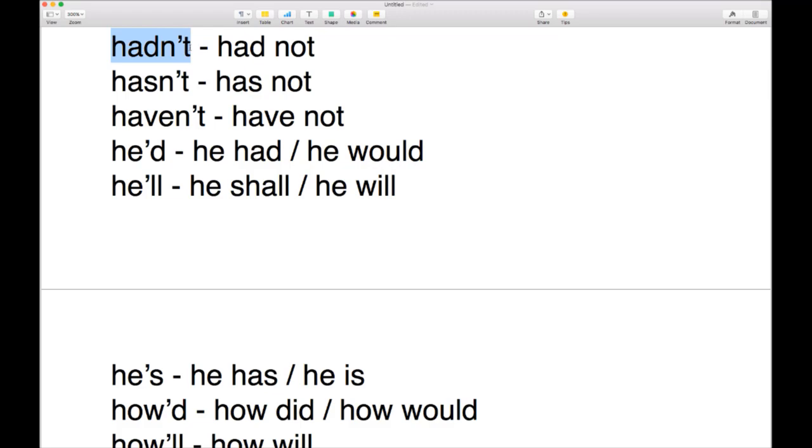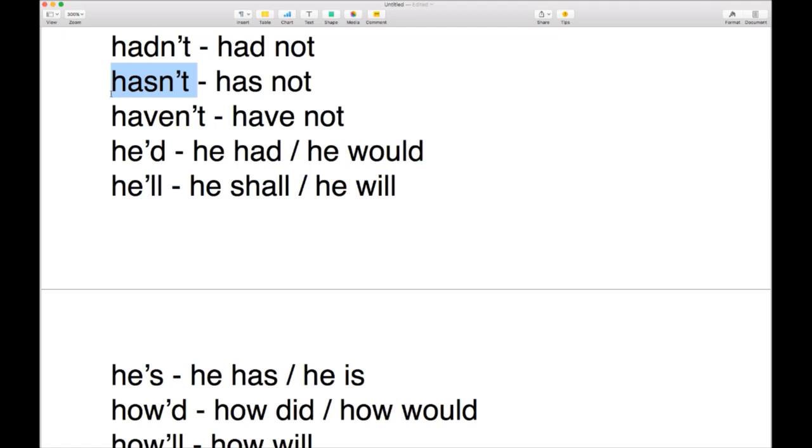So then we have, oh, I've missed off the T on this one. Then we have the contraction hadn't. And this is short for had not. Hadn't. The D and the N become the same sound. So the tongue just goes up the once and then comes down for the T. I had not realised that you were coming to class today. As a native, I would say, I hadn't realised you were coming to class today. I hadn't realised.